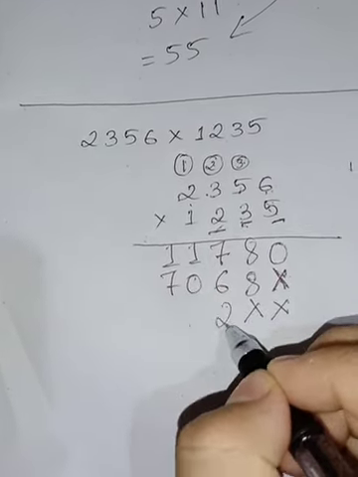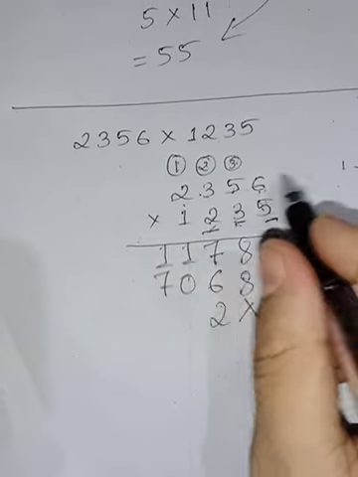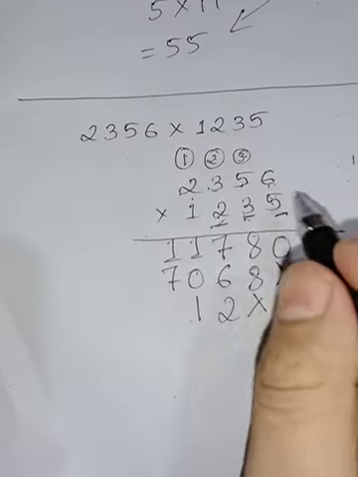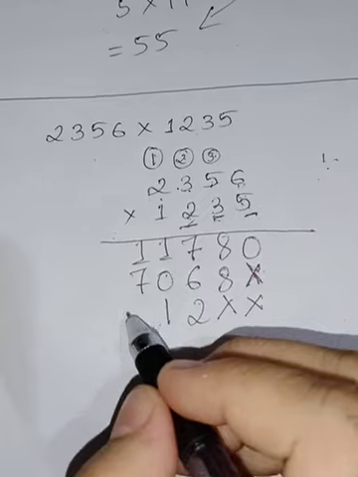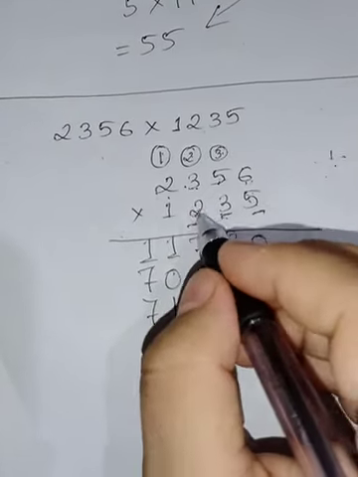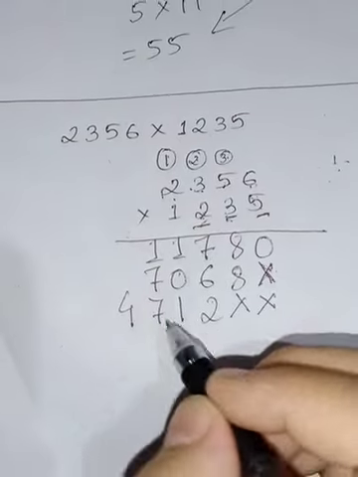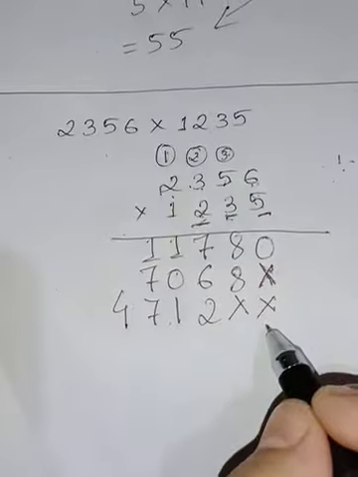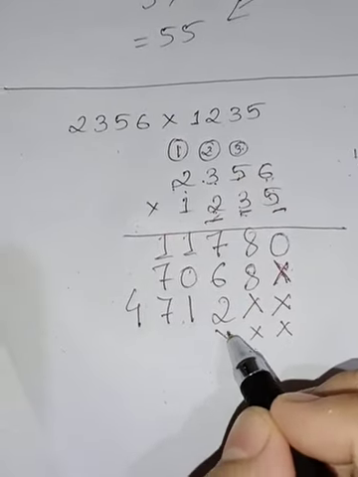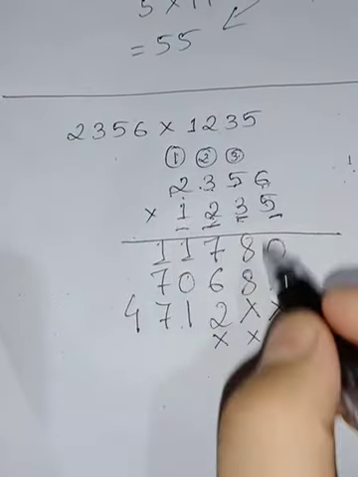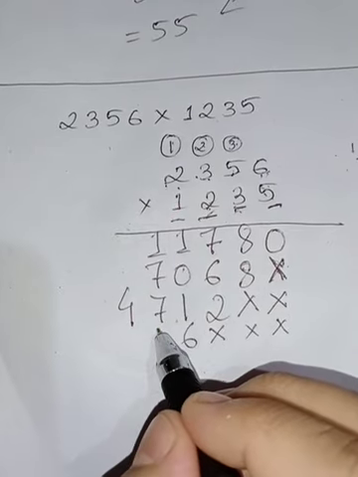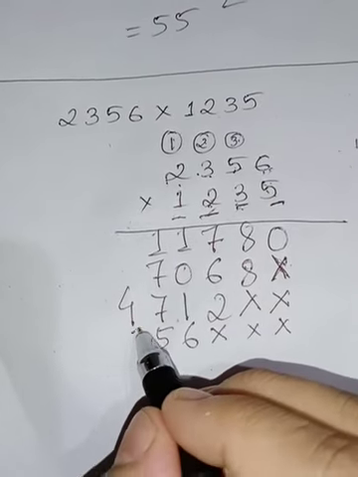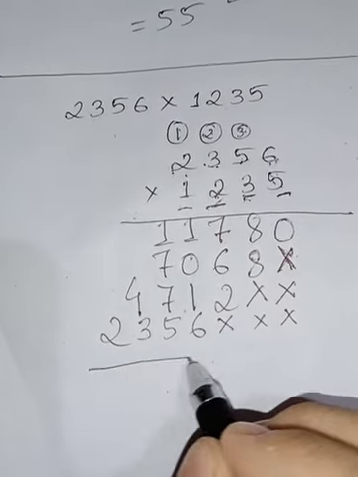2 6s are 12, 1 carry. 2 5s are 10 plus 1, 11, 1 carry. 2 3s are 6 plus 1, 7, nothing is carry now. 2 2s are 4. We still have one more number, so this time we will put 3 places empty, and we will start with 1. 1 6 is 6, 1 5 is 5, 1 3 is 3, and 1 2 is 2.